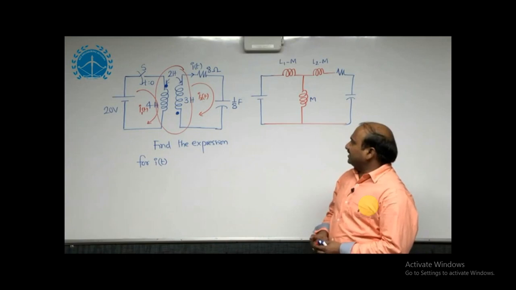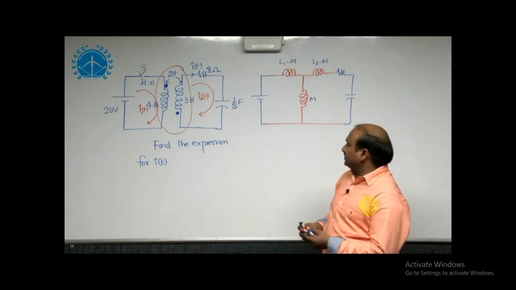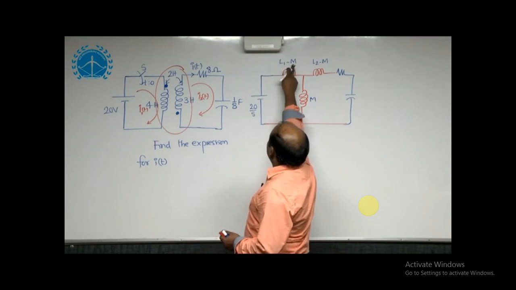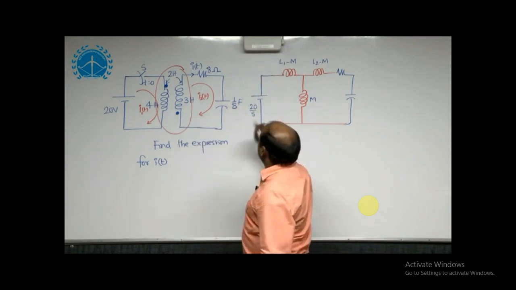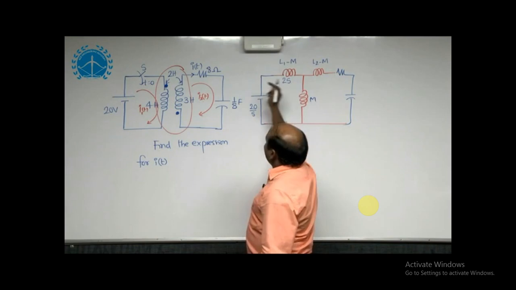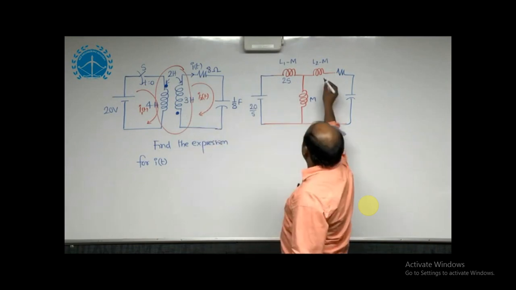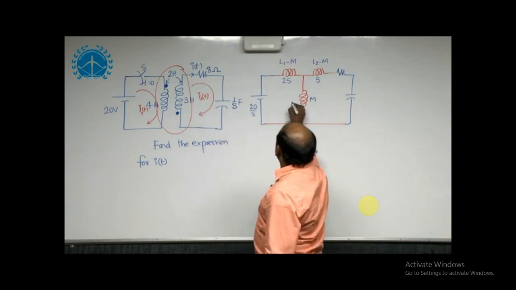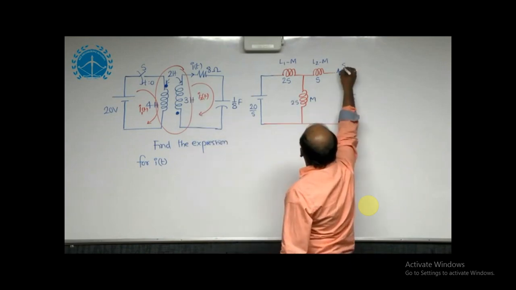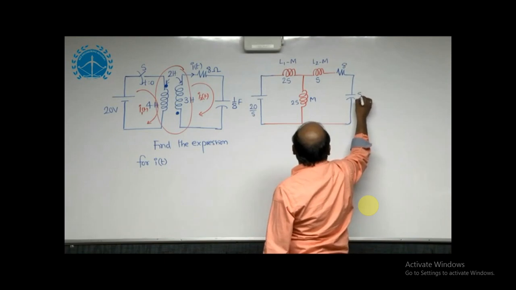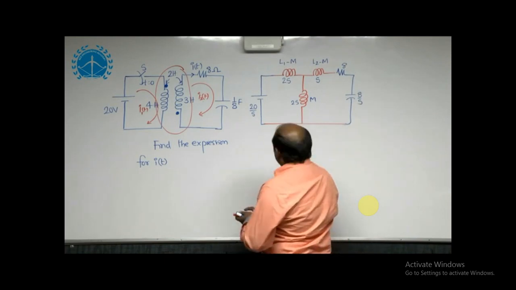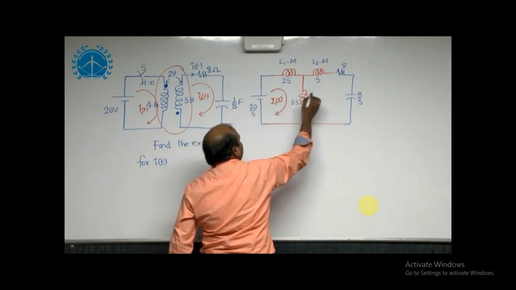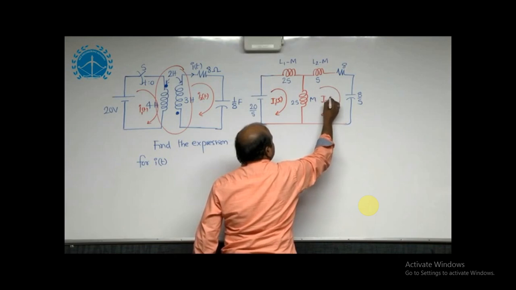Once you provide the Laplace domain for the given t domain circuit, I need to consider the 20 as 20 by S, and L1 minus M is equal to 2, that is 2S, and L2 minus M is 3 minus 2, 1S, and M is 2S, and the resistance is as it is, and 1 by CS we are getting 8 by S. The closed path currents as per the directions I have taken are I1 of S and I2 of S.